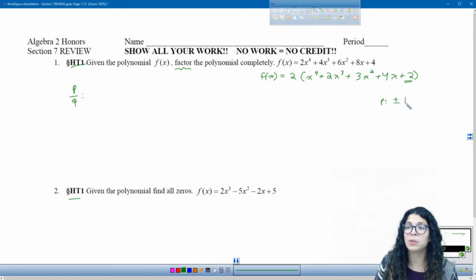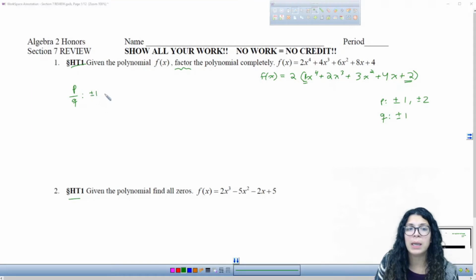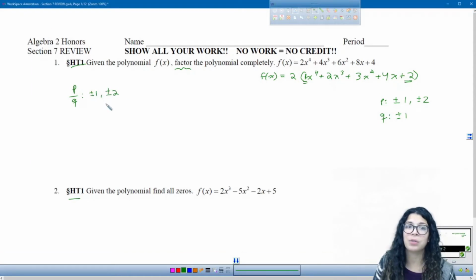So the factors of 2 would just be 1 and 2. And then Q's are the factors of the leading coefficient. Now the leading coefficient in this case is 1. The only factor of 1 is 1. So P over Q, 1 divided by 1 is 1, and 2 divided by 1 is 2. So our possible rational zeros are just 1, -1, 2, or -2. Let's go ahead and start testing out.